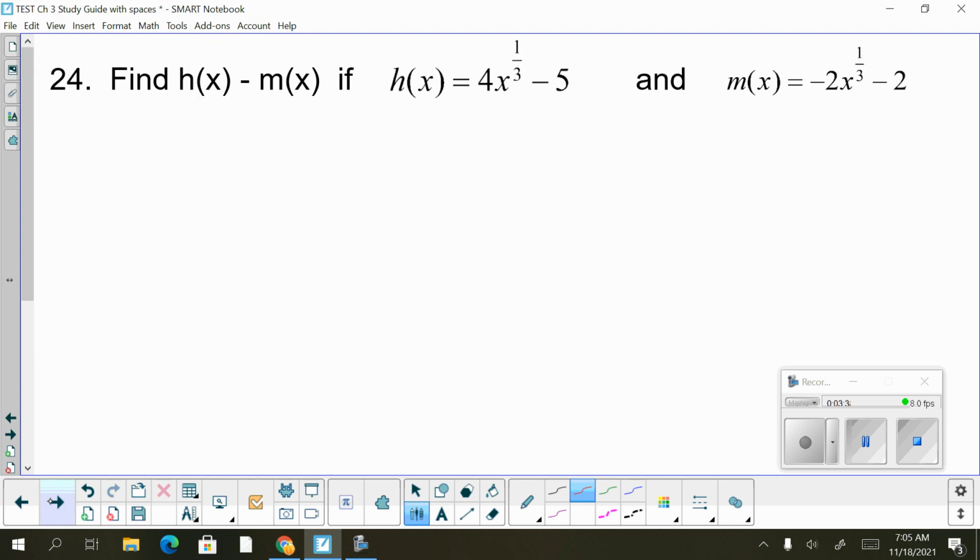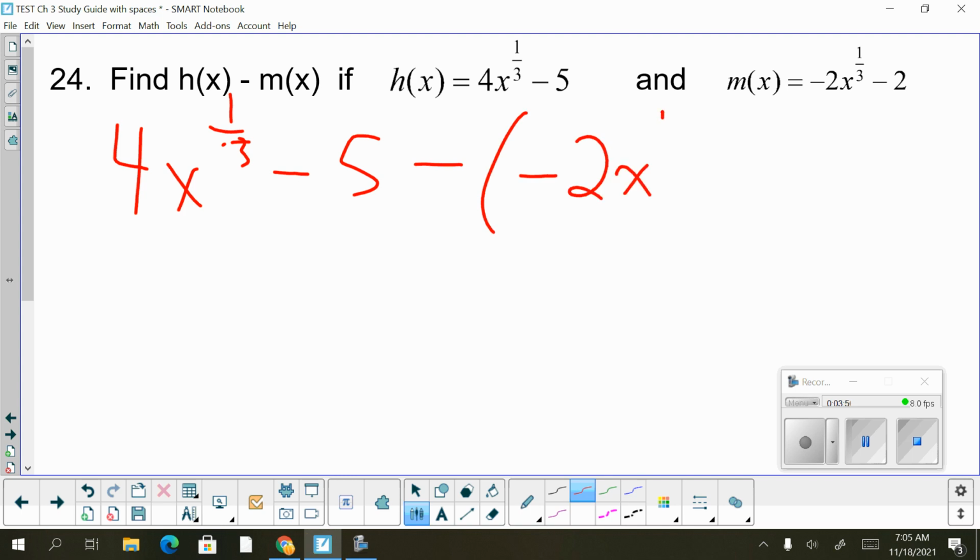24 is a little bit interesting. We have to subtract these two functions. We do need to use parentheses around the second function. Here's my h of x. And I'm subtracting off m of x. With the parentheses, this negative will distribute to everyone. So everybody will be adding in that second group.